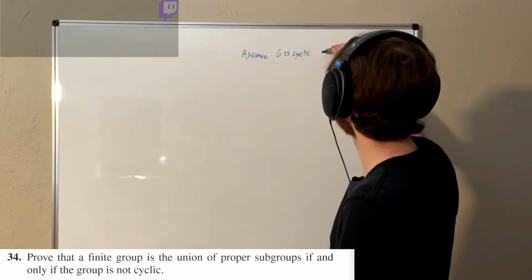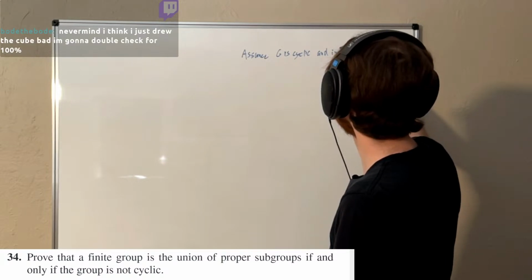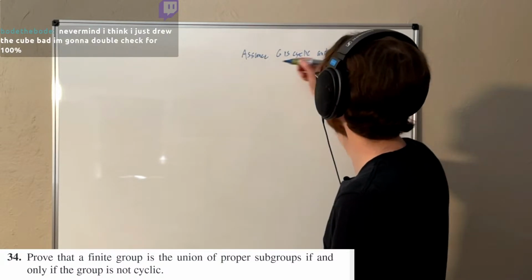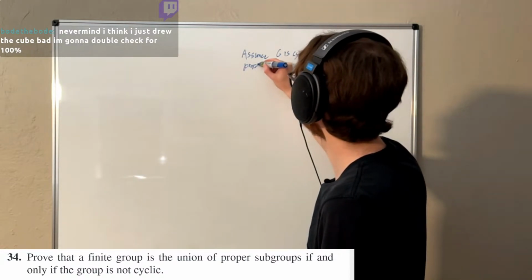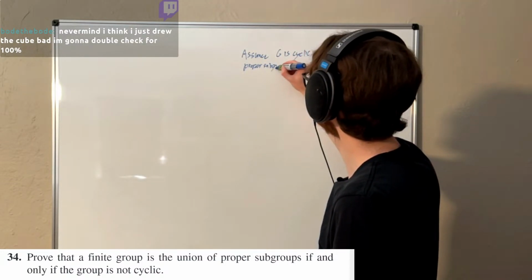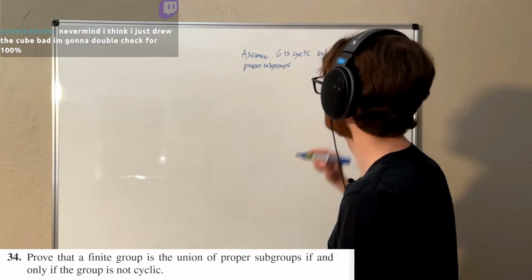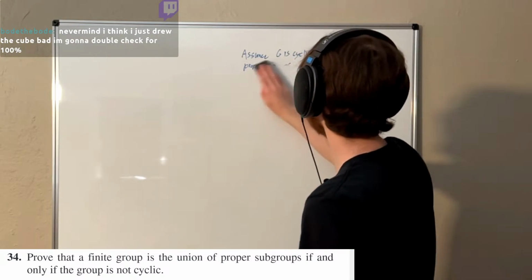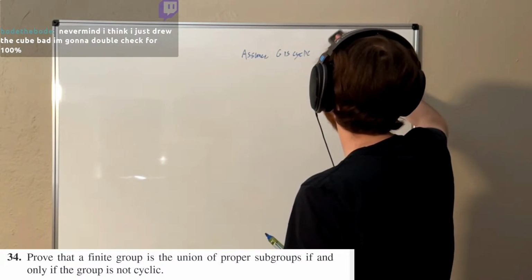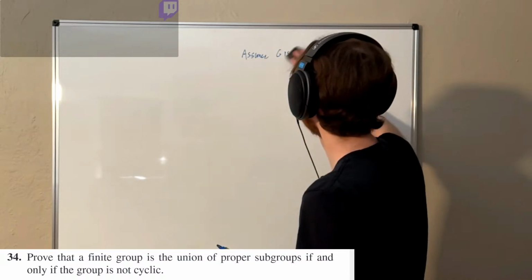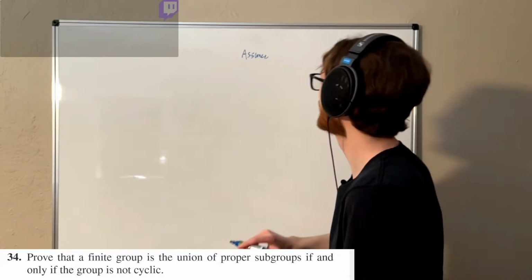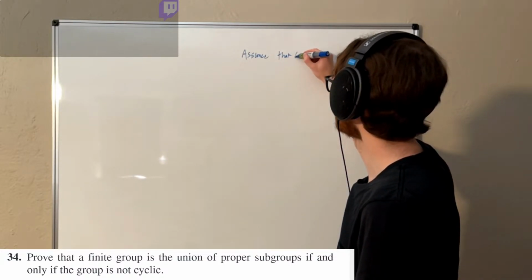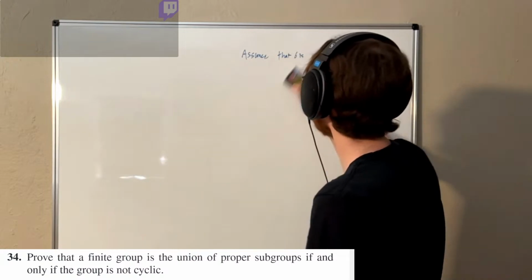Assume that G is cyclic and is the union of proper subgroups. Well, okay, let's be clear about which direction of proof we're doing. Assume that G is cyclic, or, no, let's just assume that G is cyclic.